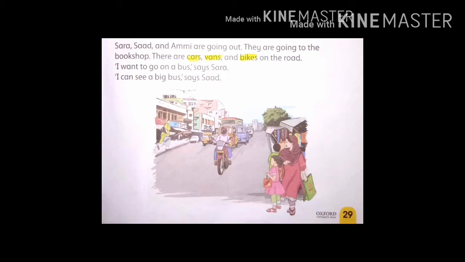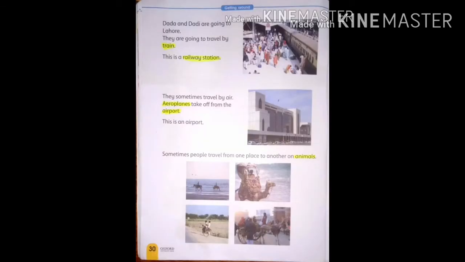So Sarah, Saad and their mother are going out to buy some books from a bookshop. There are cars, vans and bikes on the road as you can see in this picture. And a little girl, Sarah, wants to go by bus. Turn to next page. It's page number 30.